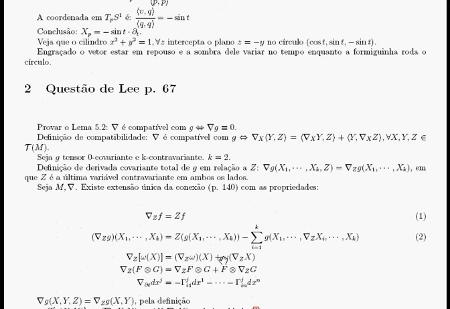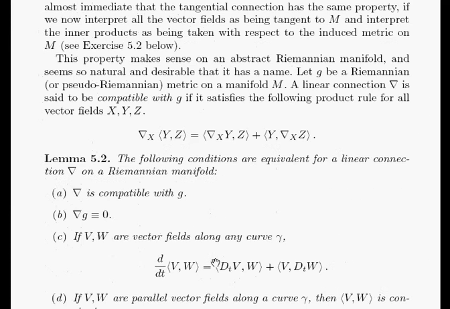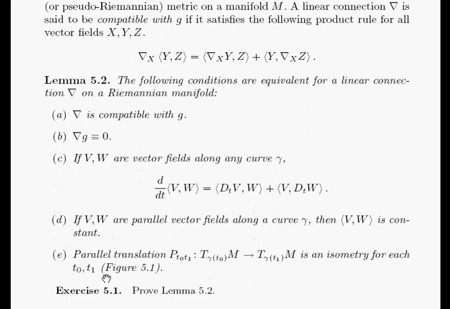Now let's go to the question of Lee. Lee's book, page 67. Let me see. Here we are. Lemma 5.2. The following conditions are equivalent for a linear connection nabla on a Riemannian manifold. A: nabla is compatible with the metric g. B: the total covariant derivative of g is equal to 0. There are also C, D, and E. Here we are, vector fields, ordinary differential equation, letter D.